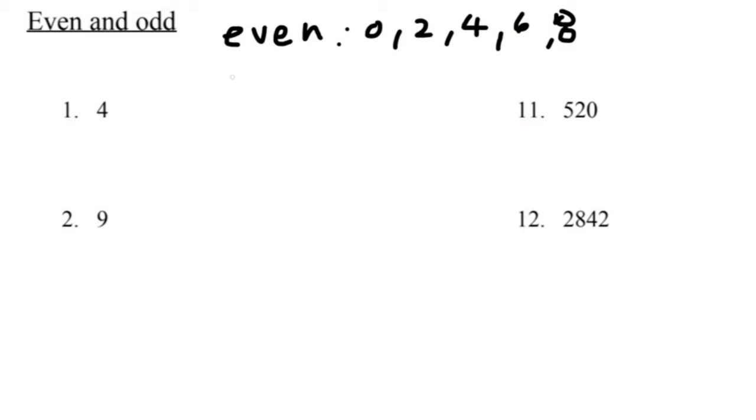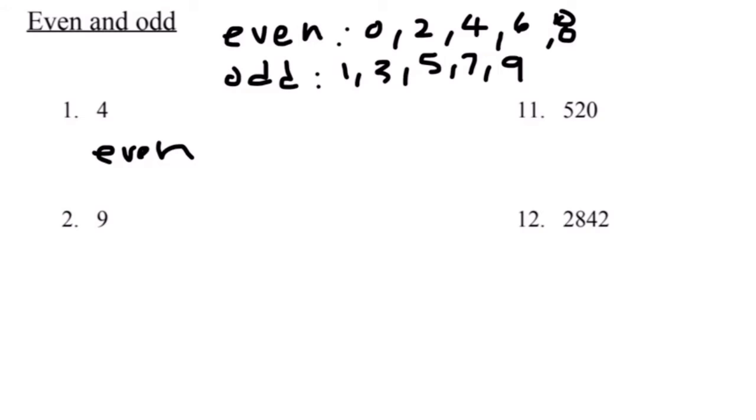Our second topic is even and odd numbers, and it's asking us to determine whether the numbers below are even or odd. First, let's make a list of even and odd numbers to help us out throughout the process. We know that even numbers include 0, 2, 4, 6, and 8. And our odd numbers include 1, 3, 5, 7, and 9. Let's look at number 1. They give us the number 4, and we know that 4 is even because when we look at our evens list, 4 is in it. Therefore, we know that number 4 is even.